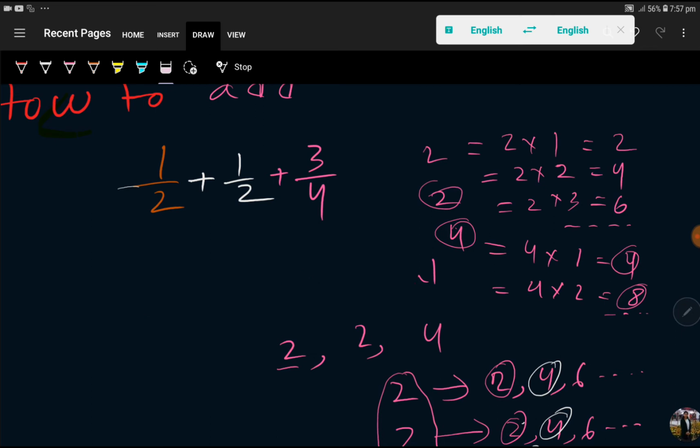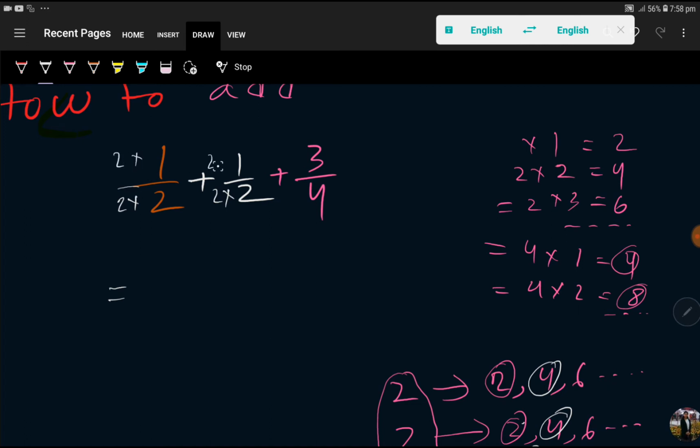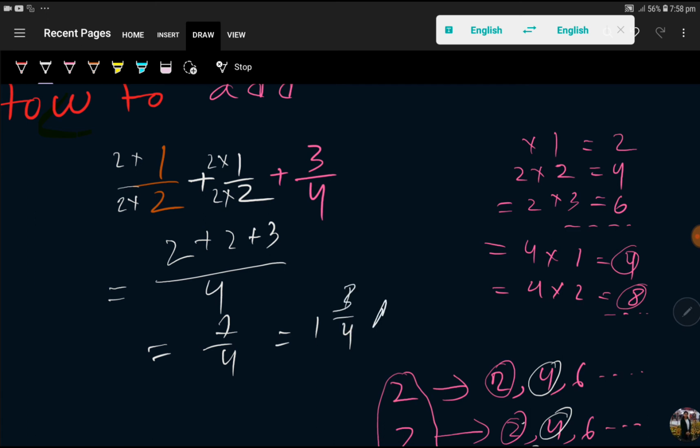So to find the solution, to add these three fractions, we need to get an equal denominator, that is 4. So to make it 4, I will multiply here by 2 and 2, right? The same thing will happen to the top. So we are getting 4 on the bottom, and we are getting here 2 plus 2 plus 3, that is 7 over 4, that is 1 and 3 over 4, right? This is the answer.